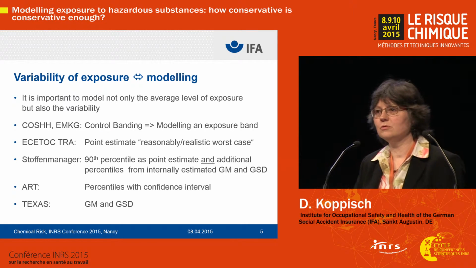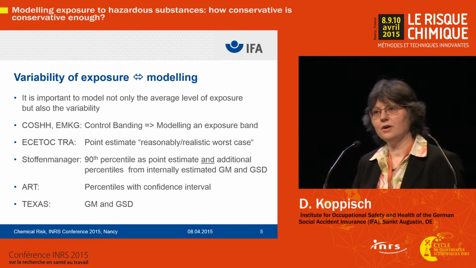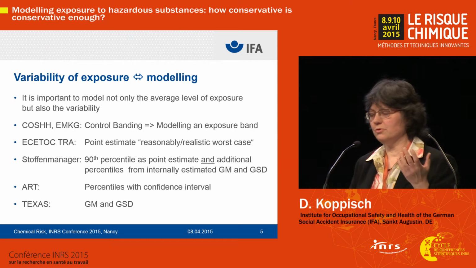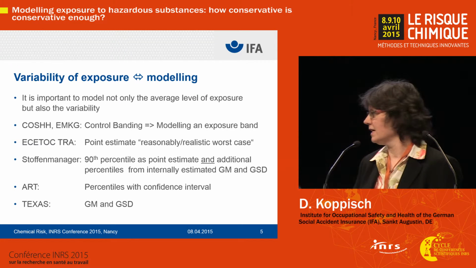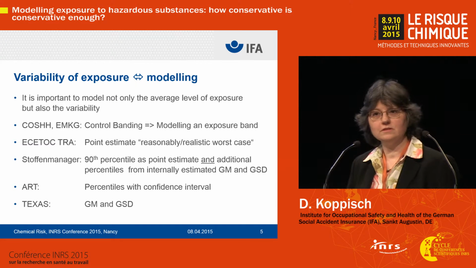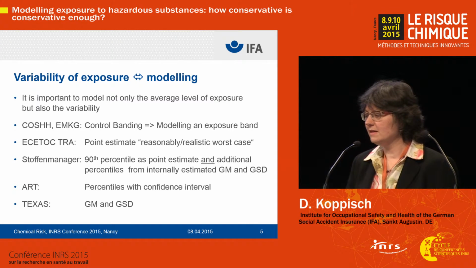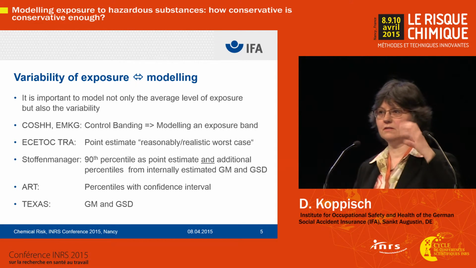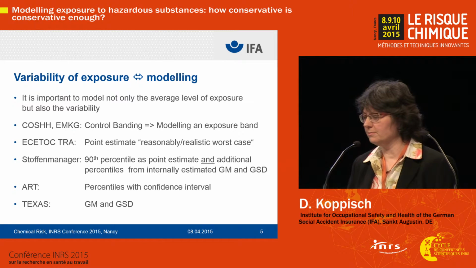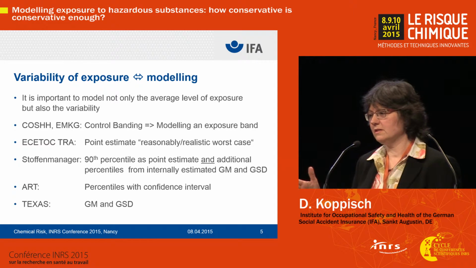Stoffenmanager gives you the 90th percentile as a point estimate, but you can also have a look at the whole distribution. ART, as we already have seen this morning in the presentation of David, gives you percentiles with a confidence interval, and Texas, a new tool from INRS, gives you the geometric mean and the geometric standard deviation so that you can calculate percentiles that you want to compare with a limit value. So we see that this variability is already used.